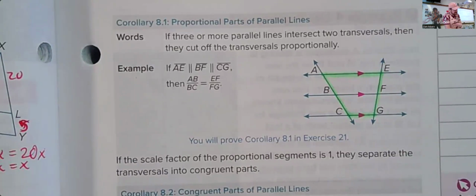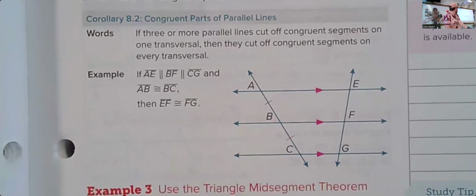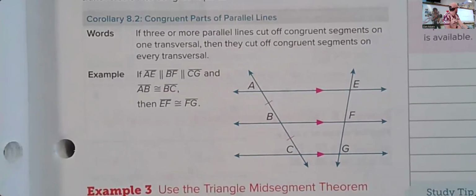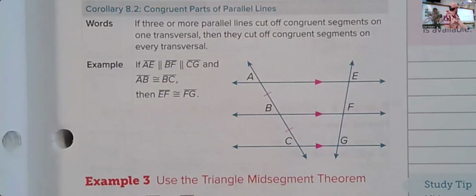All right, the last one we're going to look at today is another property. This one is congruent parts of parallel lines, and it says that if three or more parallel lines cut off congruent segments on one transversal, then they cut off congruent segments on every transversal.